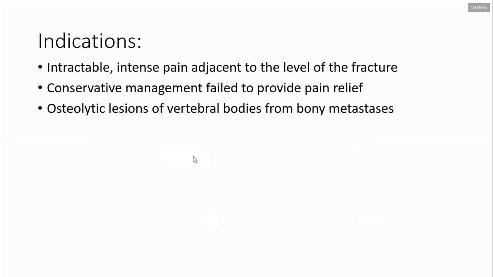And if you are suspecting some bony metastasis or osteolytic lesion, at the same time you can go through the pedicle, take tissue for biopsy, and inject the bone cement just to give the patient relief from the pain.